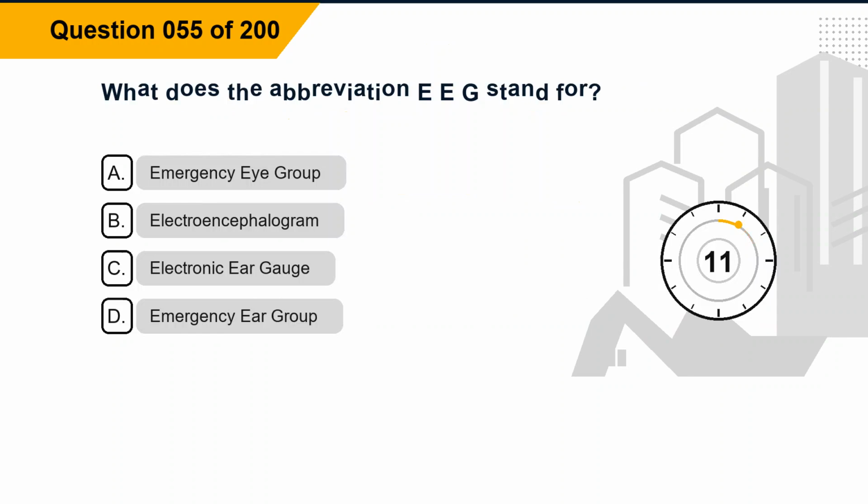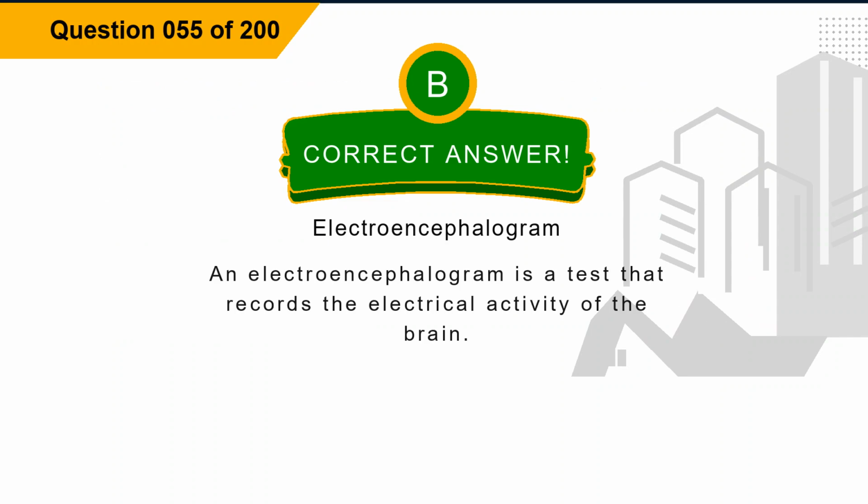Question 55. What does the abbreviation EEG stand for? Option A, Emergency Eye Group. Option B, Electroencephalogram. Option C, Electronic Ear Gauge. Option D, Emergency Ear Group. The correct answer is option B, Electroencephalogram. Explanation. An electroencephalogram is a test that records the electrical activity of the brain.